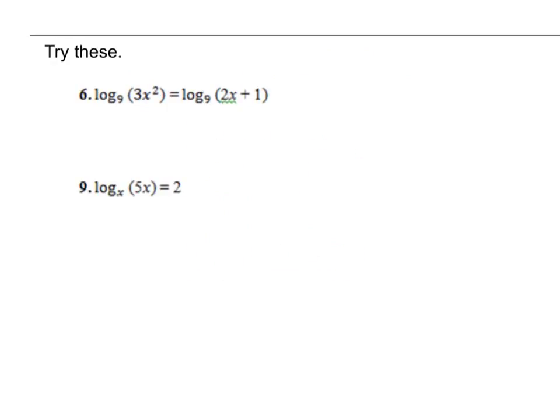These last two I'm going to leave for you to work. I would like for you to solve these two problems. Number 9 may cause you to think a little bit, but number 6 you're going to use the one-to-one property. I want you to write these down in your composition notebook, and I expect to see them.